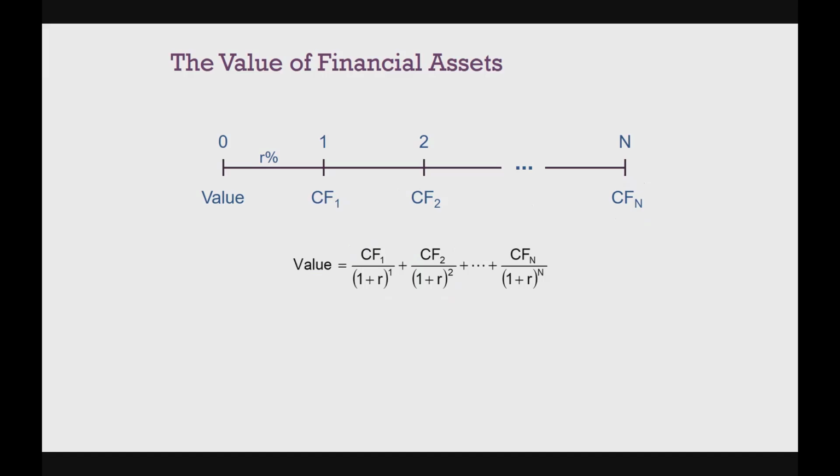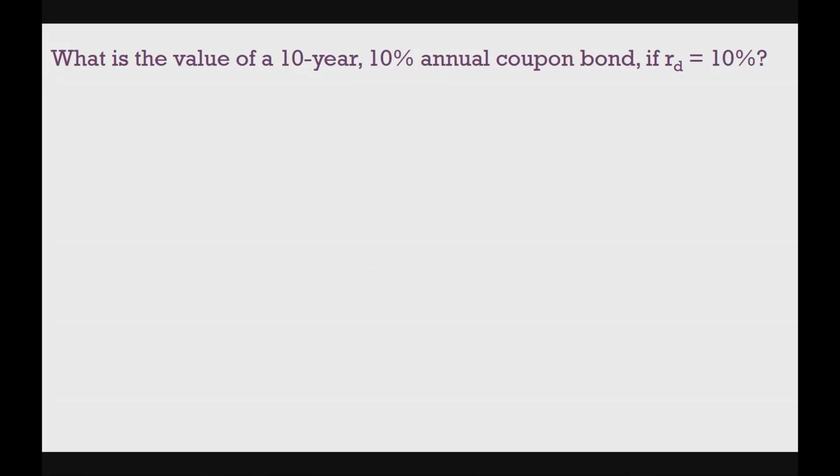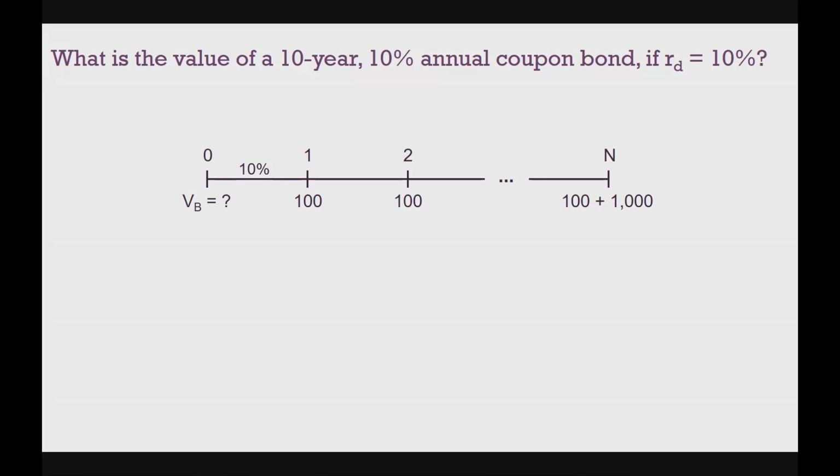Now, let's take a look at an example. This example asks us to calculate the value of a 10-year bond with a 10% annual coupon, and the interest rate is also 10%. So here is the timeline of this bond. A 10% annual coupon means $100 of coupon. You multiply the par value by the 10% coupon rate to get the coupon payment. So this $100 is the coupon payment, which means every single year, the holder of the bond will receive $100, plus the $1,000 par value at the end.